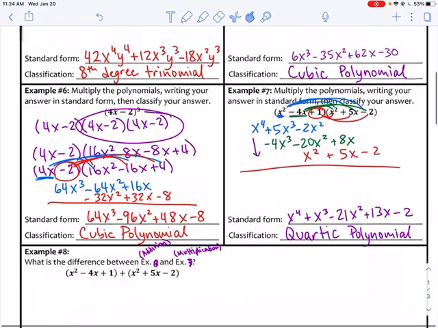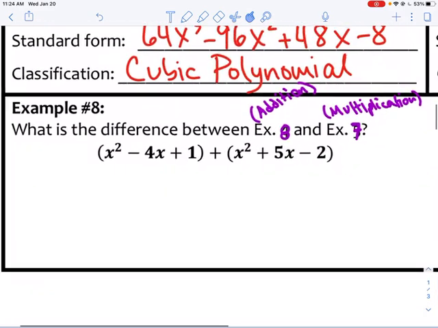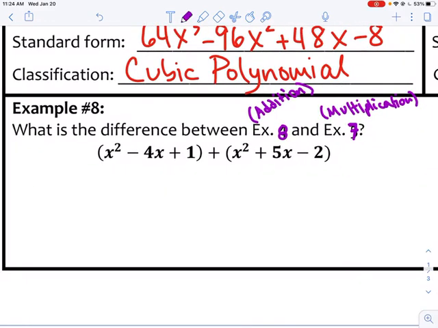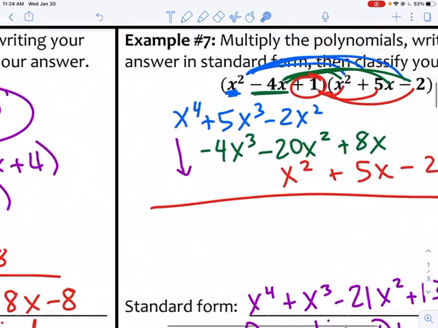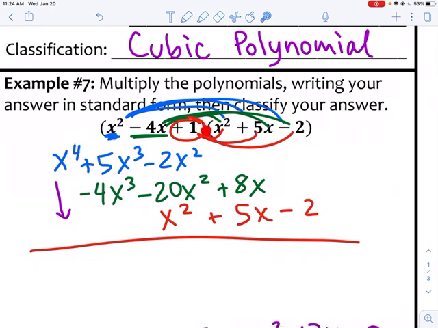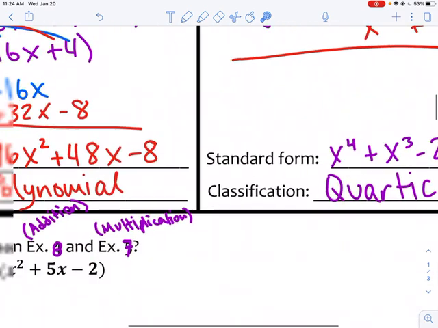Remember, 1 term is monomial, 2 term is binomial, 3 term is trinomial, and anything after that is a polynomial. Now this question on number 8 says, hey, what's the difference between 8 and 7? Well, if you look at 8, that's an addition problem, okay? You look at 7, there's no sign in between. That is a multiplication problem.